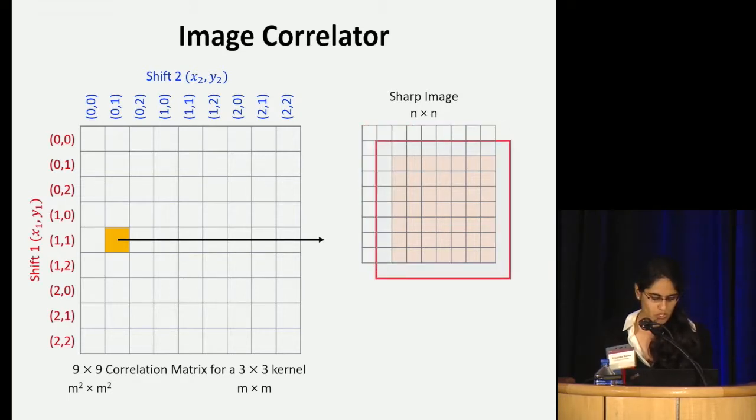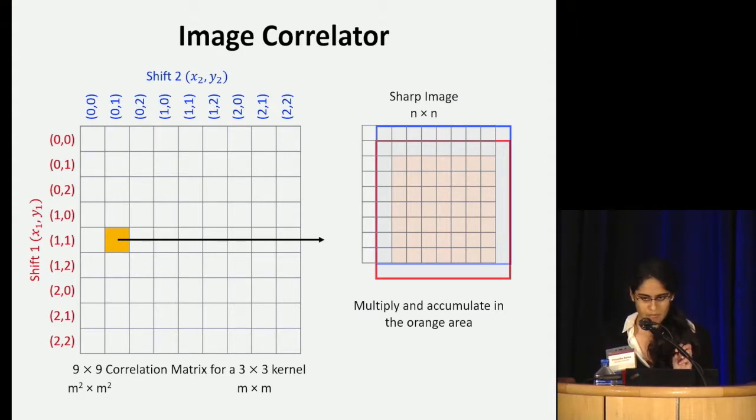So 1 cross 1 corresponds to the index on the y-axis, and 0 cross 1 corresponds to the index on the x-axis. You take your sharp image, you move it by these two different shifts, and in the area in which it overlaps, you multiply and accumulate. And that multiply and accumulate gives you one value, which is the value at this yellow dot.